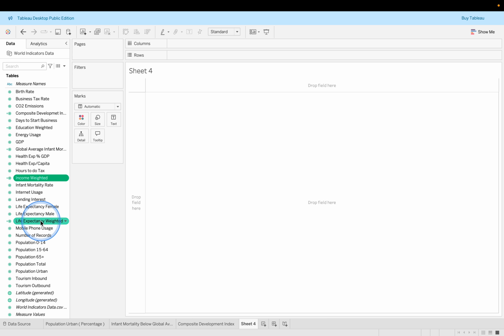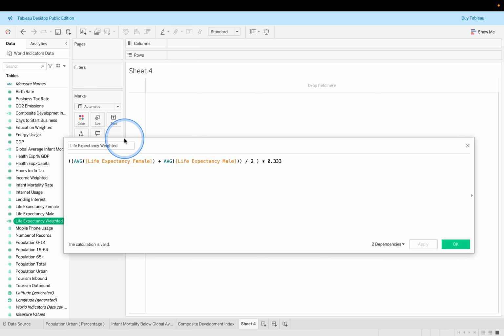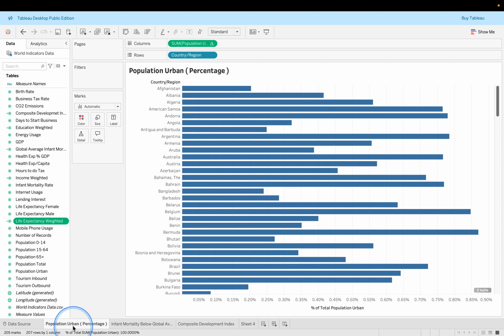Next, we have the life expectancy. For the life expectancy, we have the average life expectancy female plus the average life expectancy male, all divided by 2, and the entirety of it multiplied by 0.333. So I will go through the visualizations.